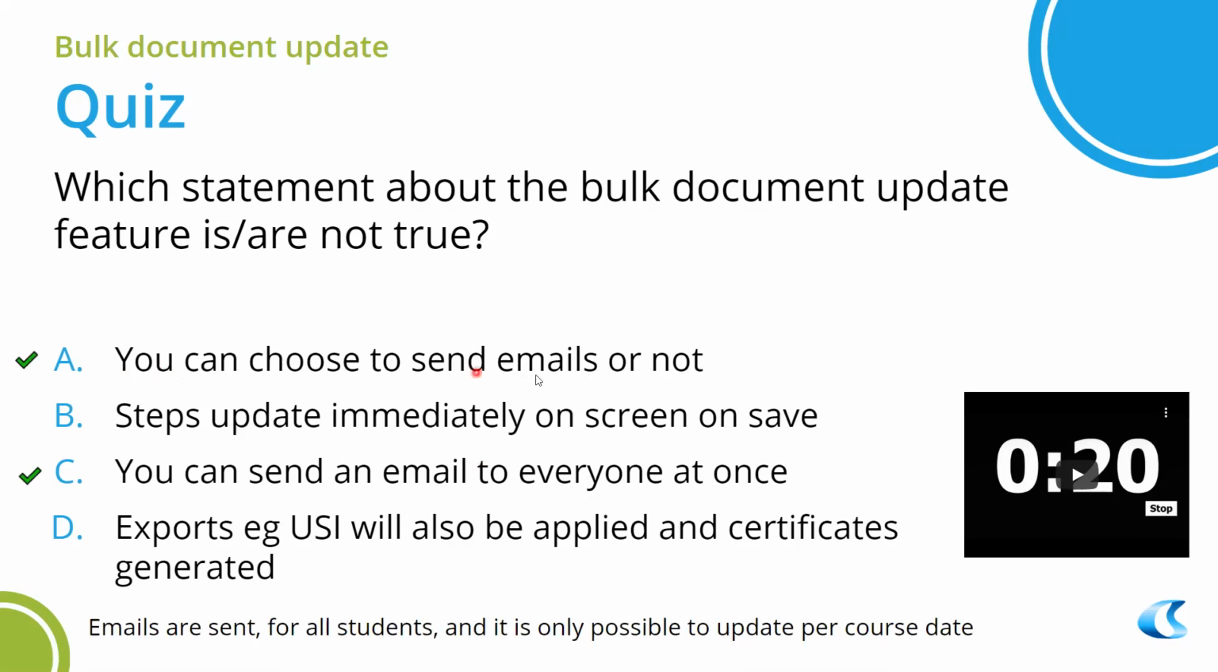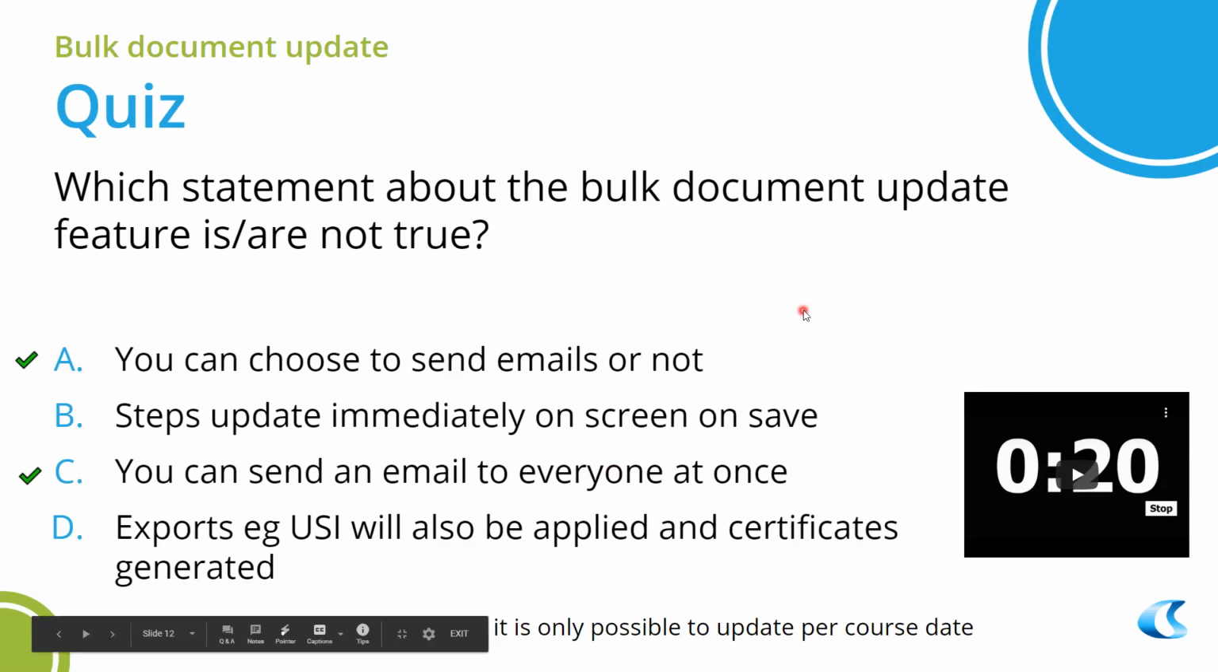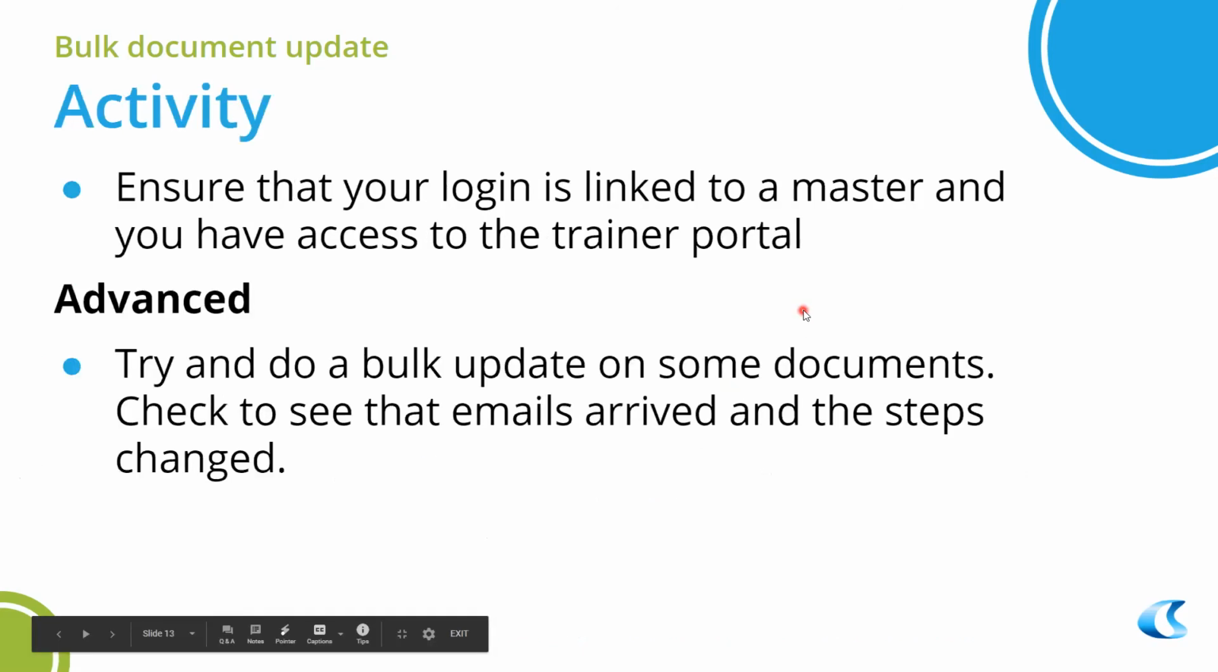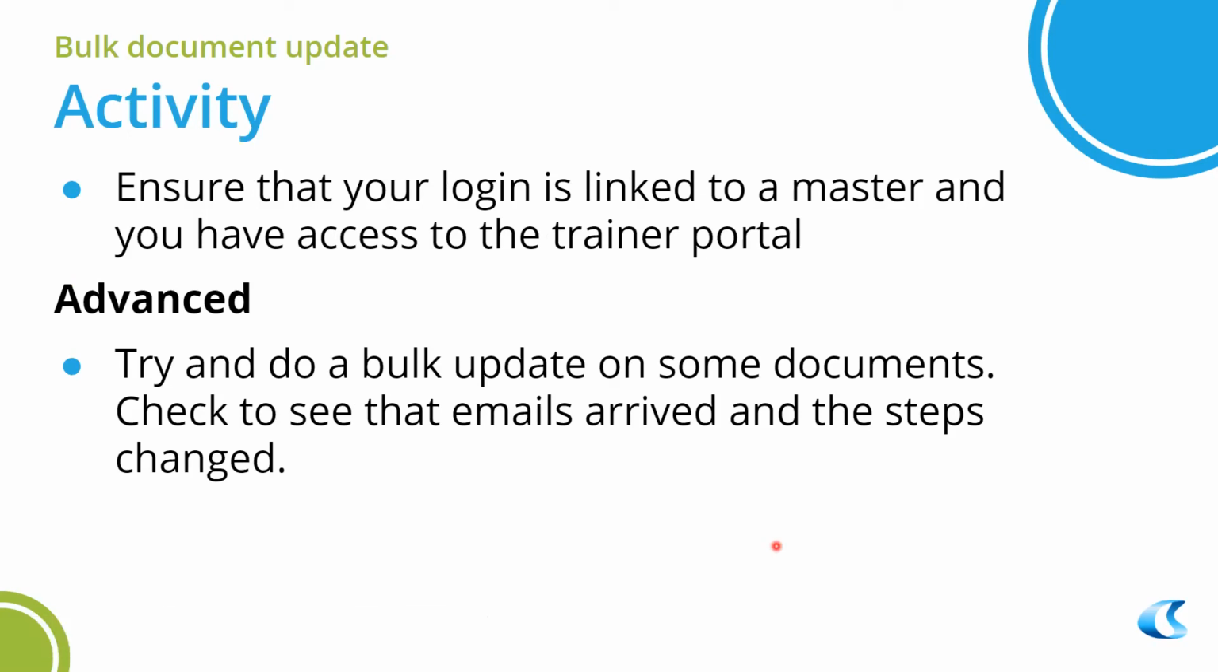So A, you can choose to send emails or not, because you can't. They just send all the emails. And then you can send an email to everyone at once. I guess everyone means all students on all courses, basically. So that's not possible. When we're doing bulk emails, it's only going to the students which are in the same course. That's right. It only sends to people who are on that same course. Yep.